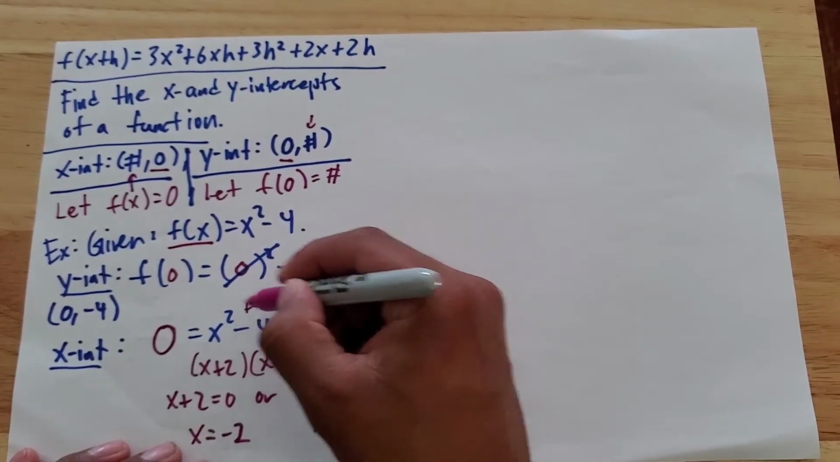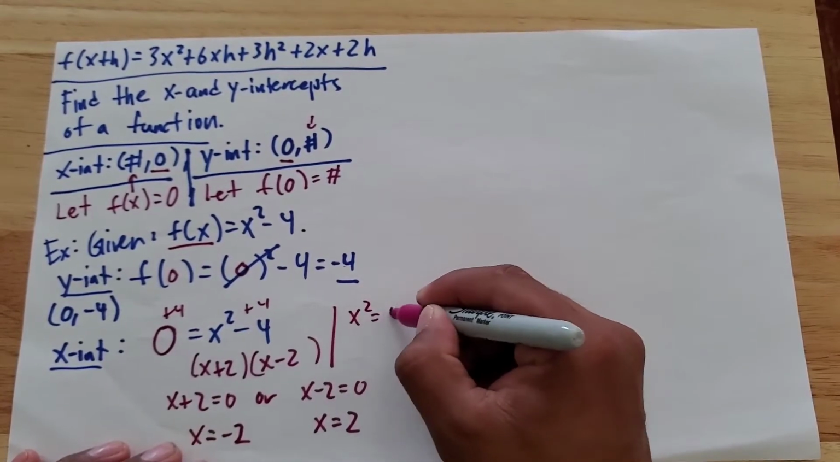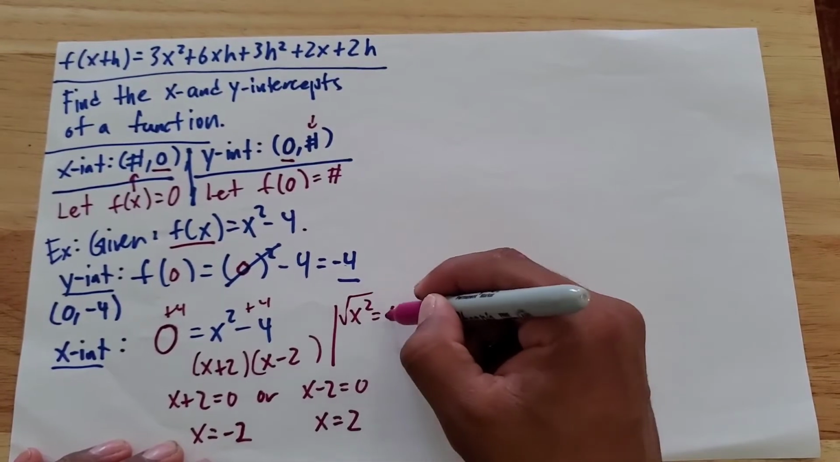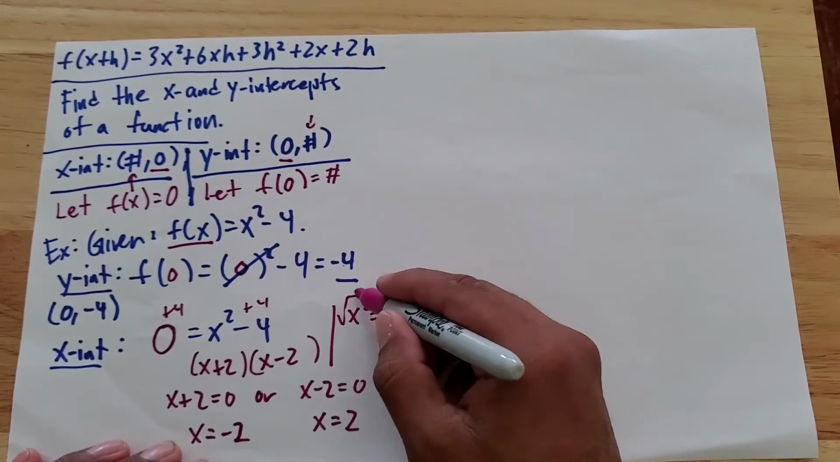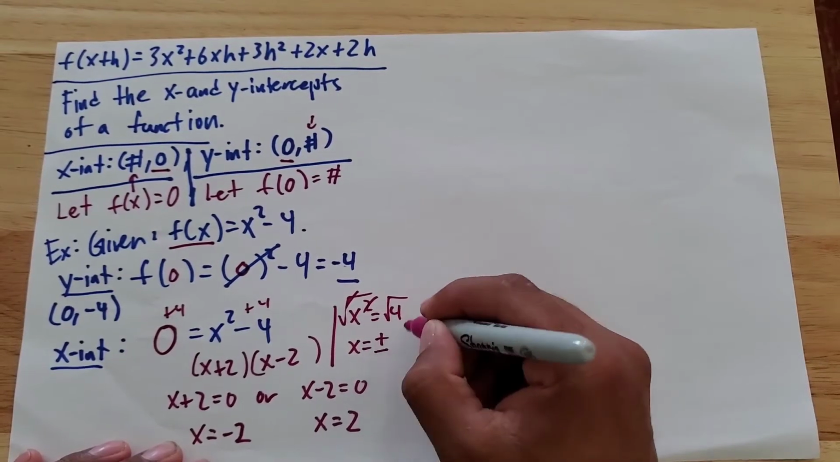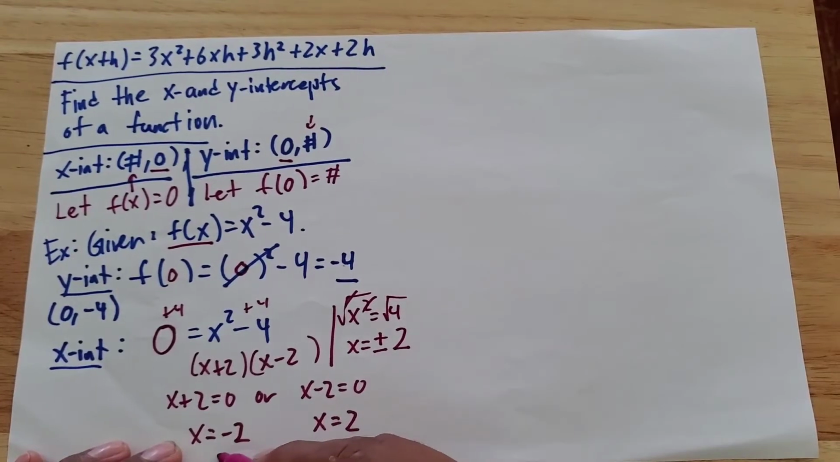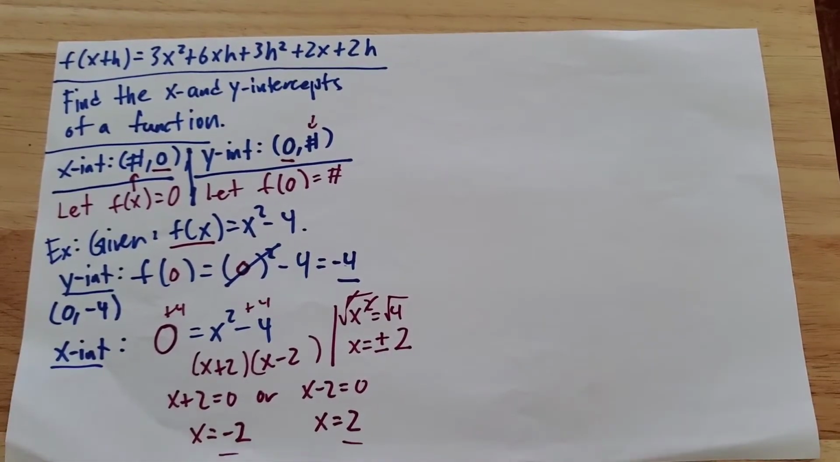So if I added 4 to both sides, that will give me x squared is equal to 4. And I could have used the square root property, which simplifies the square, but don't forget you have to add the plus or minus, and the square root of 4 is 2. And there you have the negative and positive 2. Either way works perfectly fine.